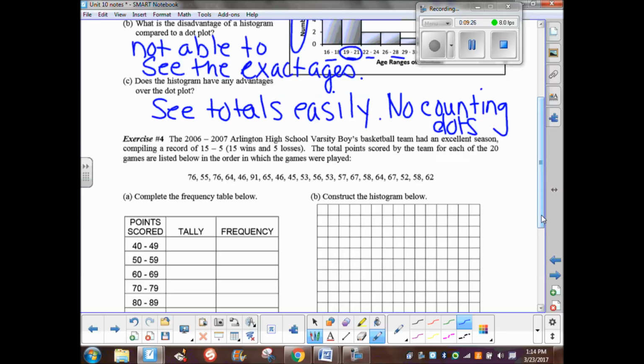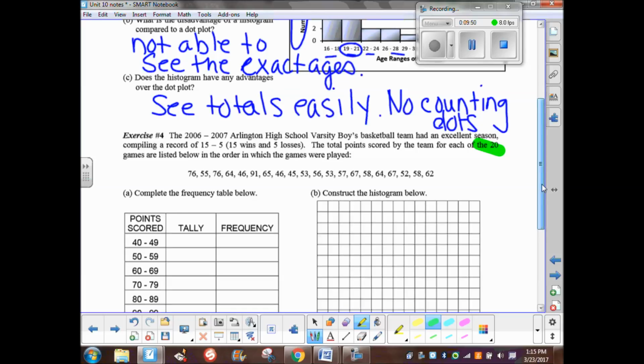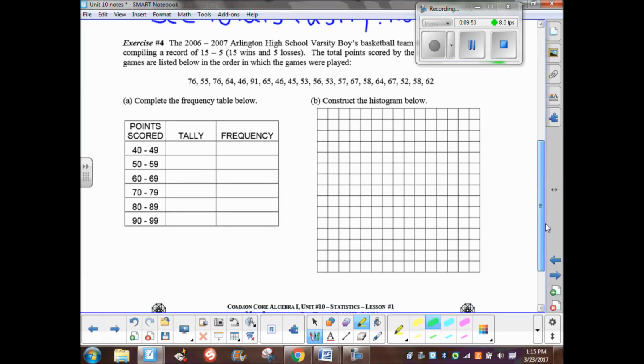All right, exercise 4. We've got the Arlington High School boys basketball team compiling a record of 15 and 5. That means 15 wins, 5 losses. Here are the total points scored by the team for each of their 20 games. We're going to take this list, put it into a frequency table, and then construct our own histogram. I'll show you how to fill in the table first, and then we'll pause the video and do some work, and then we'll come back.